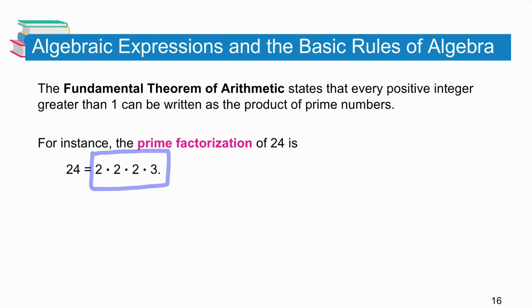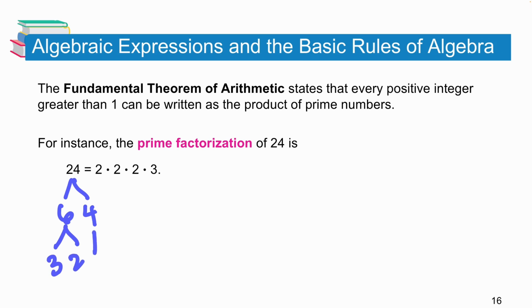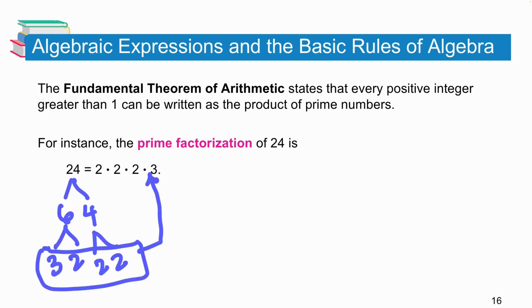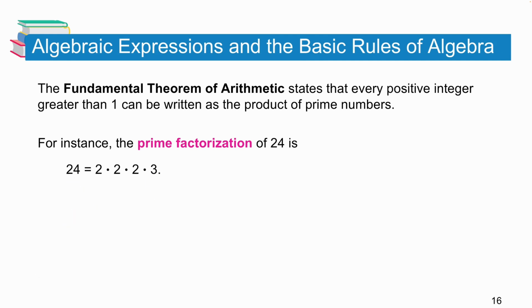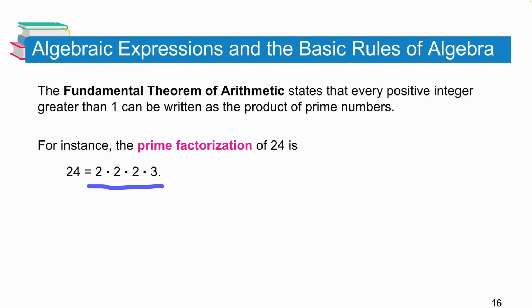So 24, I think of it as 6 times 4. But 6 can be broken down into 3 times 2, and 4 can be broken down to 2 times 2. So essentially, this is the prime factorization, and really that's what that says right here, except it's just in a different order. So breaking it down into prime numbers, which are numbers that cannot be further broken down. The only factors are itself and 1. So that's the definition of prime numbers.